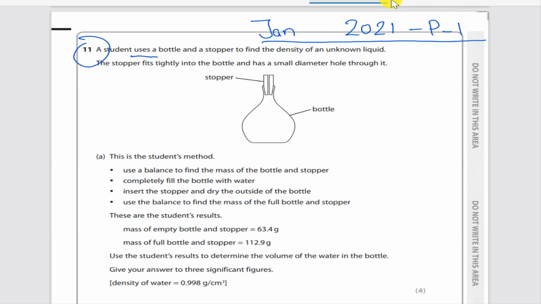A student uses a bottle and stopper to find the density of an unknown liquid. The stopper fits tightly into the bottle and has a small diameter hole through it.